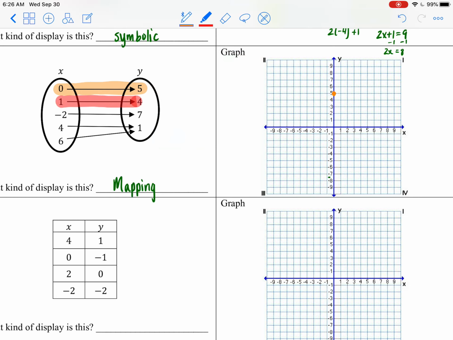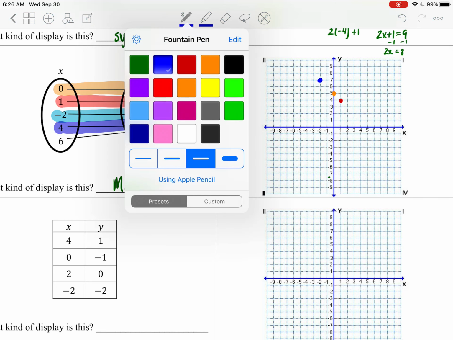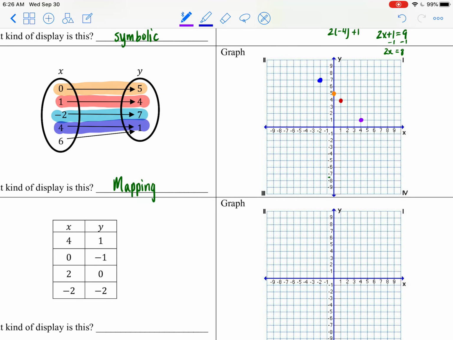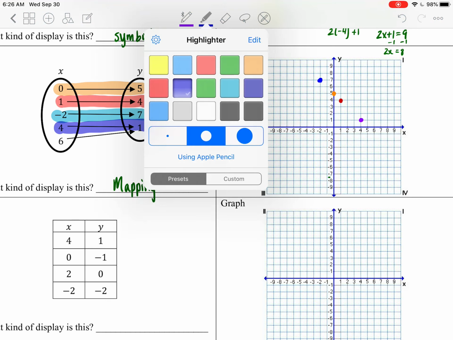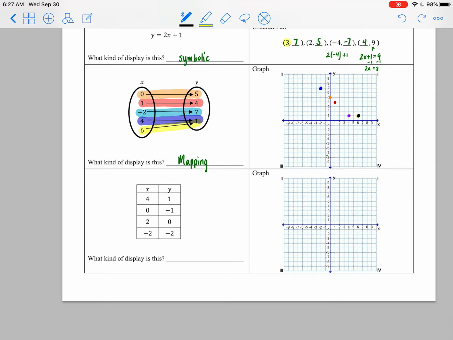Let's do this right here. So this is 1, 4. So we're going to do a red point when x is 1, y is 4. Let's do a blue point now. Negative 2, 7 would be this point right here. I'm running out of colors here. 4, 1, let's do that in purple. And then, I don't know if I have any more unique colors here. Did I do yellow? Yeah, okay. 6, 1 is going to be our last point there. It's kind of hard to see. I probably shouldn't have picked yellow. I'm going to draw it black there. Can you guys see that right there? Yeah. Okay. So this would be a mapping, and then this would be the graph that would match it.